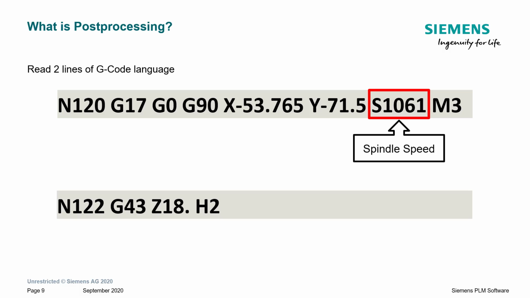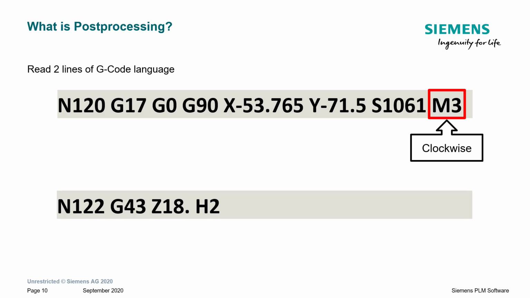Finally, the spindle speed should be 1061 RPM. And we want the spindle to spin in a clockwise fashion. So these last two words taken together start the spindle up at a little over 1000 RPM in a clockwise fashion.